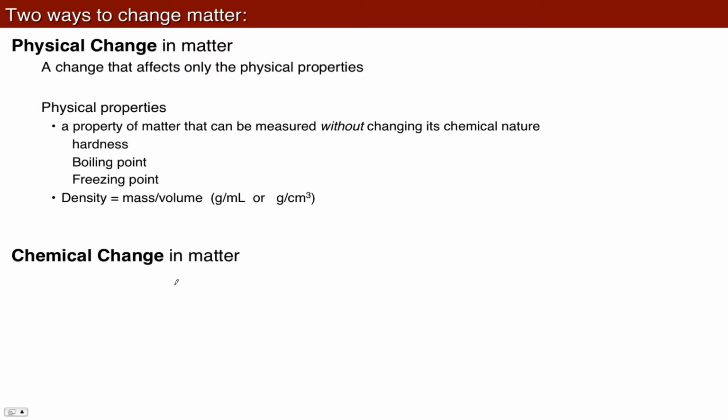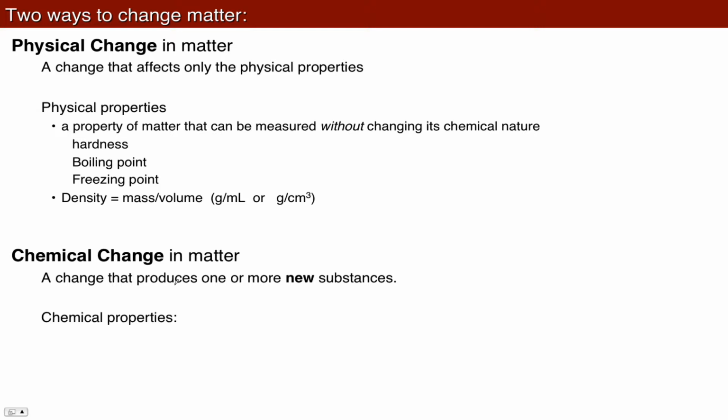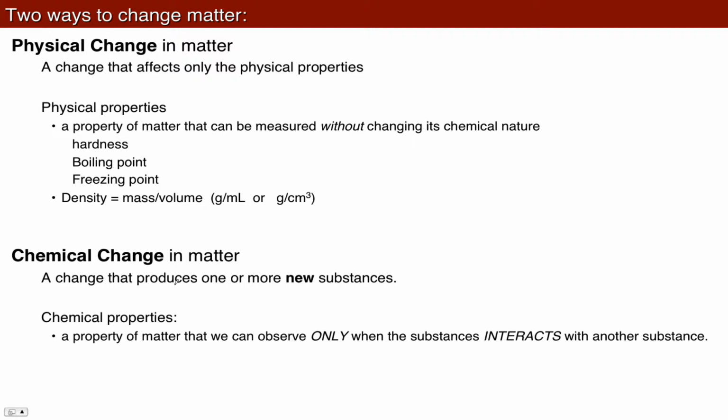Okay. The other way that we can change matter is through a chemical change. Now, in a chemical change, we are creating new substances. So this is kind of like where the atoms are going to come apart and they're going to rearrange themselves into something brand new. Some chemical properties are those properties that we can measure only when something reacts with something else. Okay?